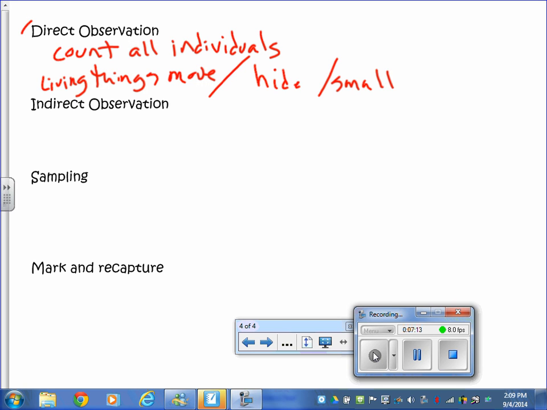Okay, so if scientists can't really go count every single one, how do we study nature at all? Well, one of the ways is indirect observation. Who can tell me about indirect observation? It involves what? Let's get some different people.